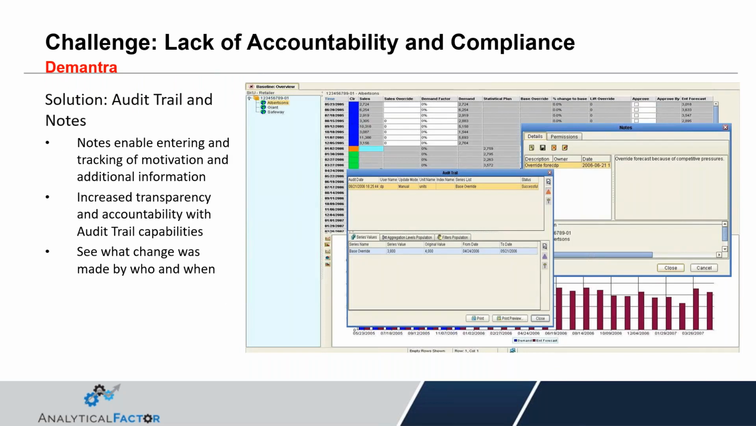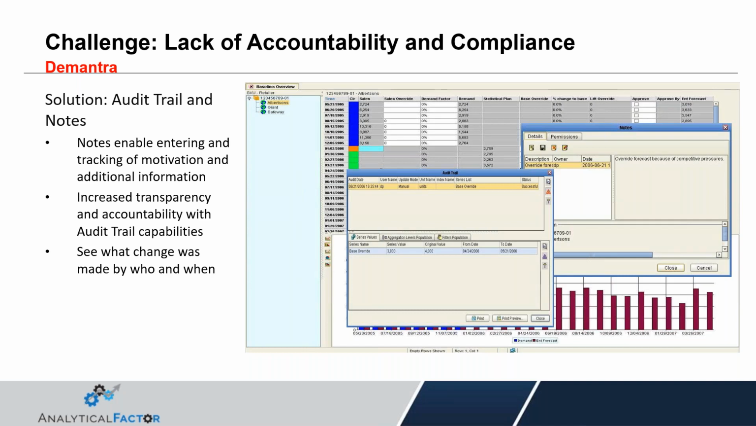Okay, lack of accountability and compliance. In a perfect world, we wouldn't need this. Forecasts would change, everyone would trust it, everyone would be happy with the changes, and things would be wonderful. But in reality, especially if there are lots of stakeholders, lots of moving pieces, and now with COVID, people being out and others needing to cover for them, there are a lot of changes that need to be reviewed. And there's nothing worse than coming in the morning and going, well, my forecast used to be 12,000 units. It's not 12,000 units anymore. I need to know why.